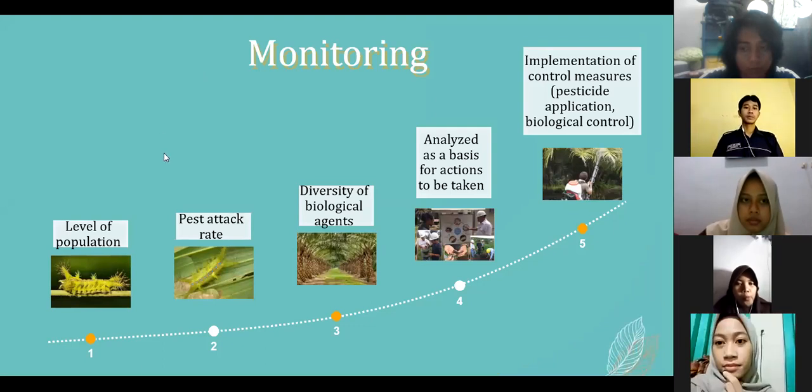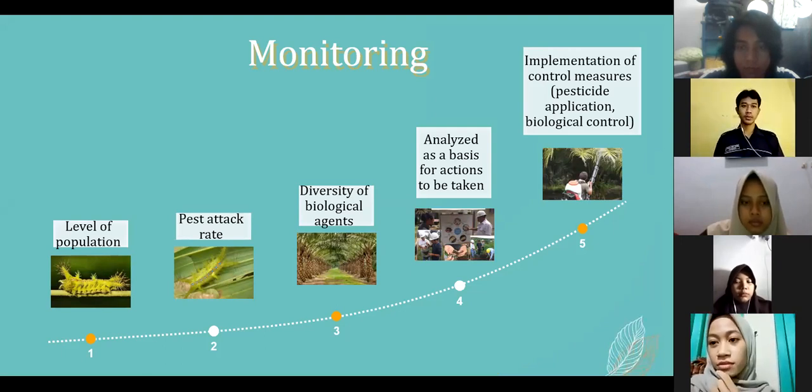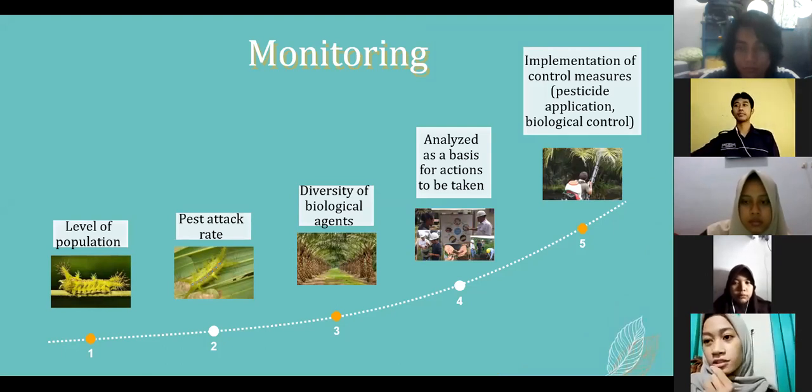Next are the levels of monitoring. The first is level of population. The second is pest attack rate. The third is diversity of biological agents. The fourth is analysis as a basis for action to be taken. And the last is implementation of control measures, including pesticide application and biological control.